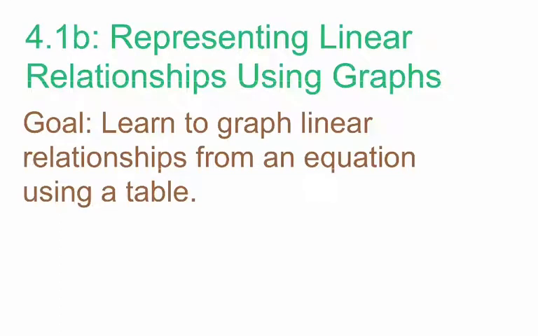For our second lesson in 4.1, we're going to be looking at 4.1b, representing linear relationships using graphs. And our goal for this lesson is to learn to graph linear relationships from an equation using a table. So essentially what we're going to be doing is making the tables just like what we did in 4.1a, except we're going to take that a step further, and we are going to then plot those points that we make with the table onto a graph.